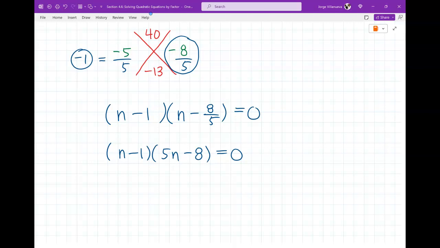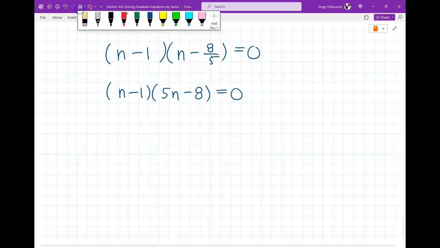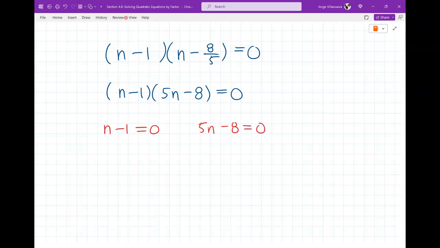Okay? So let's go ahead and continue solving here. I get n minus 1 equals 0. 5n minus 8 equals 0. Okay? I have been asked before, Mr. V, do I have to rewrite it from here to here if I'm going to have to solve? Because eventually I'm going to end up with an 8/5. Do I have to?